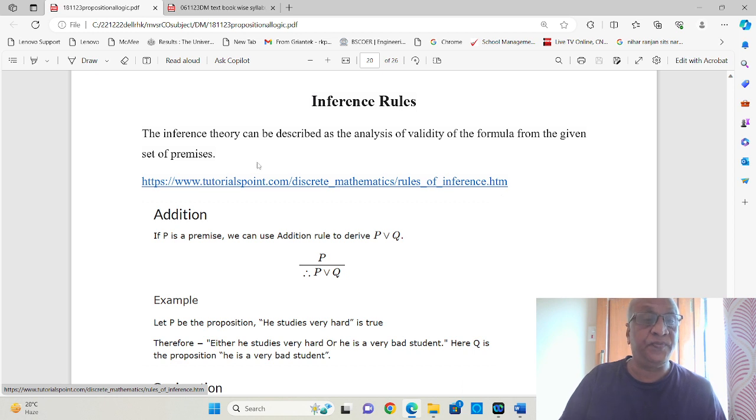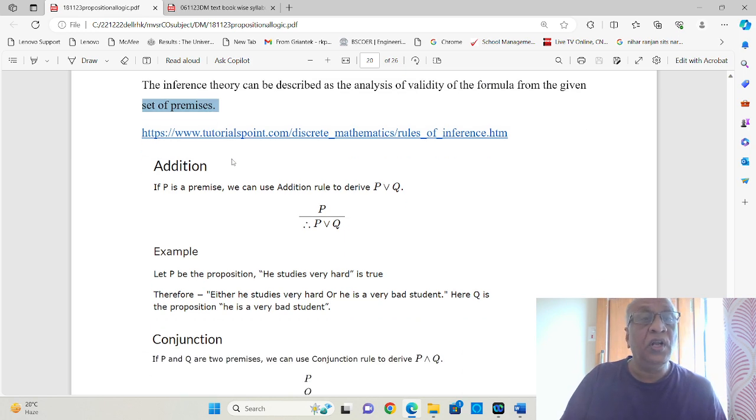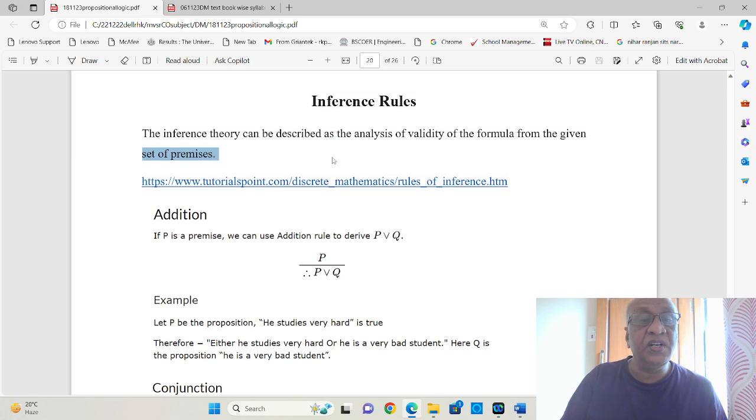Let us look at a few inference rules, and this inference rules material I gathered from tutorialspoint.com, discrete mathematics rules of inference. So what exactly is inference theory? It is the analysis of validity of a formula from the given set of premises. You know what a premise is? A premise is a hypothesis. Now, let us look at each of the inference rules.